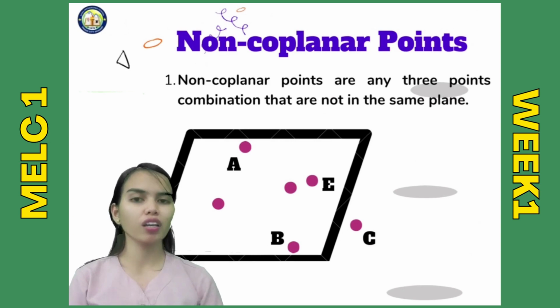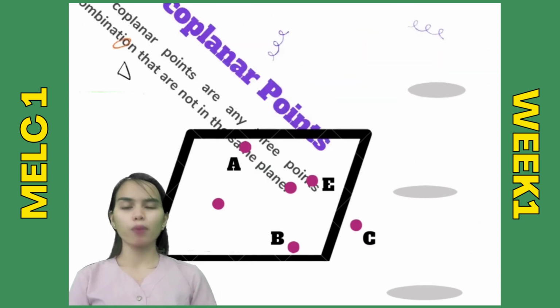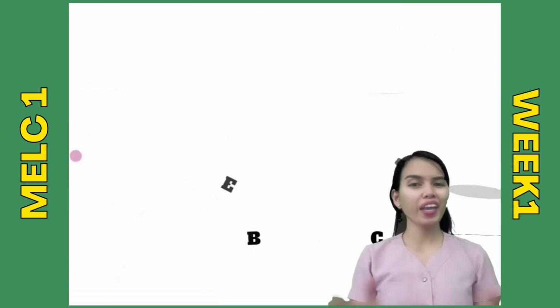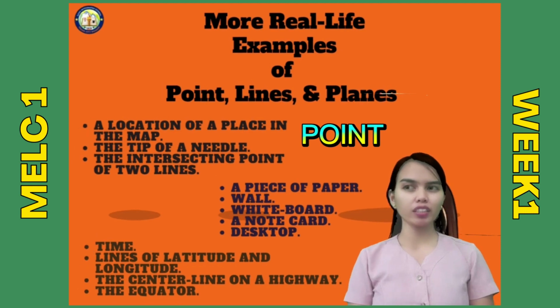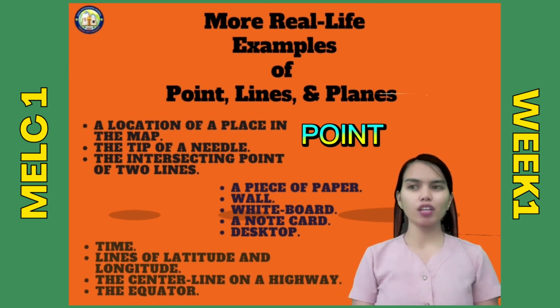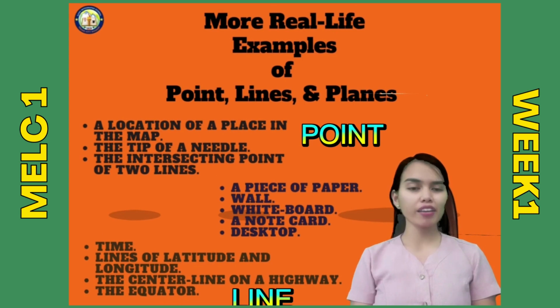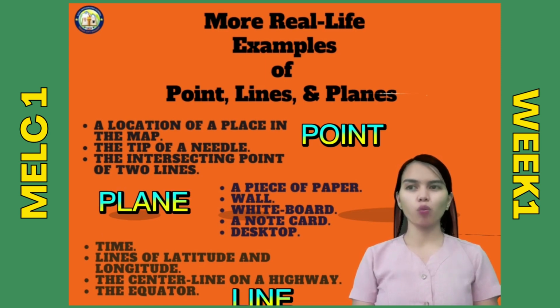So let's find out some real life examples of lines, points, and planes. So here are more real life examples of points, lines, and planes. For the point, we have the location of a place on the map, the tip of a needle, the intersecting point of 2 lines. And for the line, we have time, lines of latitude and longitude, the center line on a highway, or the equator. And for the plane, we have a piece of paper, the wall, a whiteboard, a note card, and a desktop. So there are lots of real-life examples of points, lines, and planes.